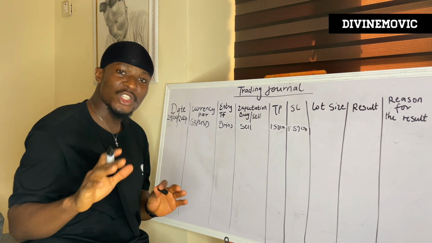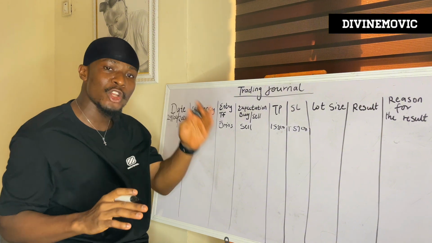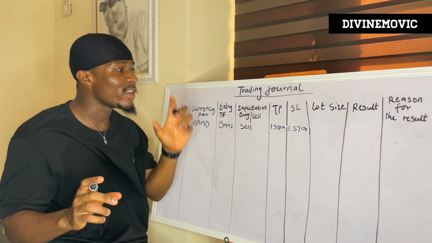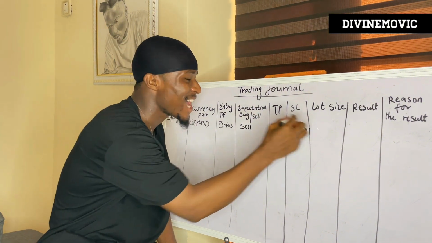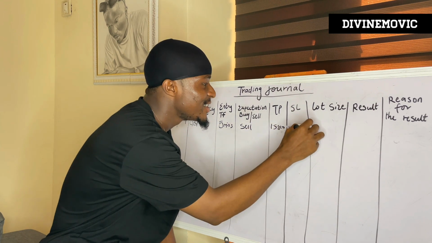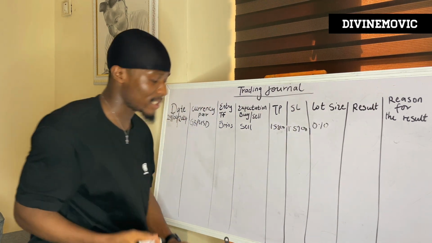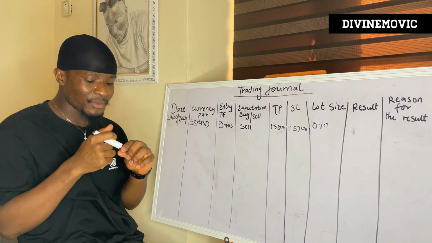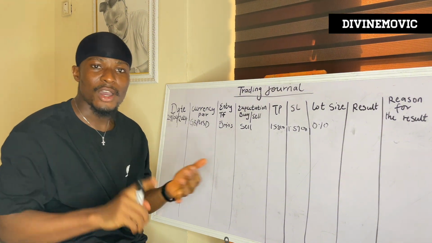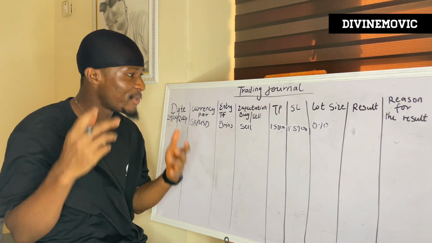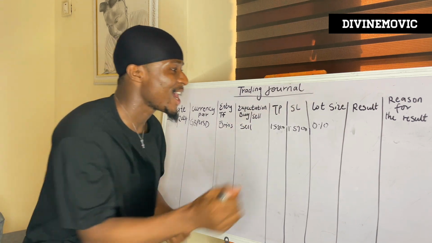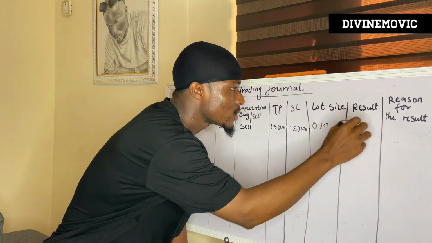What lot size did you use? Did you use a mini lot size, micro lot size, or a nano lot size? You simply write it here. I used a lot size of 0.10. Now, what was the result? You simply note whether you hit stop loss, hit take profit, or hit break even. You simply write it here. I took a stop loss.